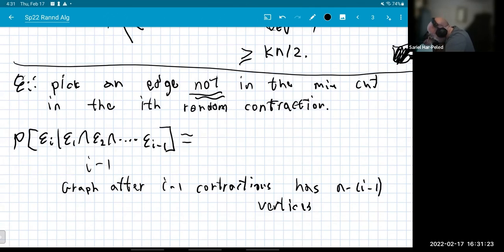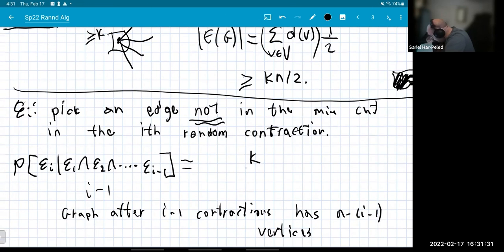And the probability it hits the min cut: we assume that it didn't hit the min cut in the first i-1 iterations. So there are k edges that belong to the min cut. Let's call the edges of G_{i-1}, this is the graph after i-1 contractions. So this is the probability that we hit the min cut, and we want the complement, the probability that we are not hitting it.